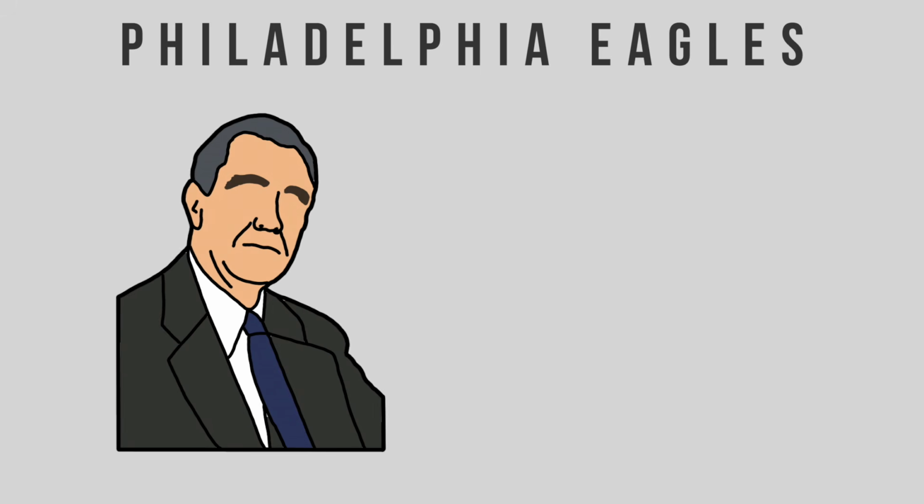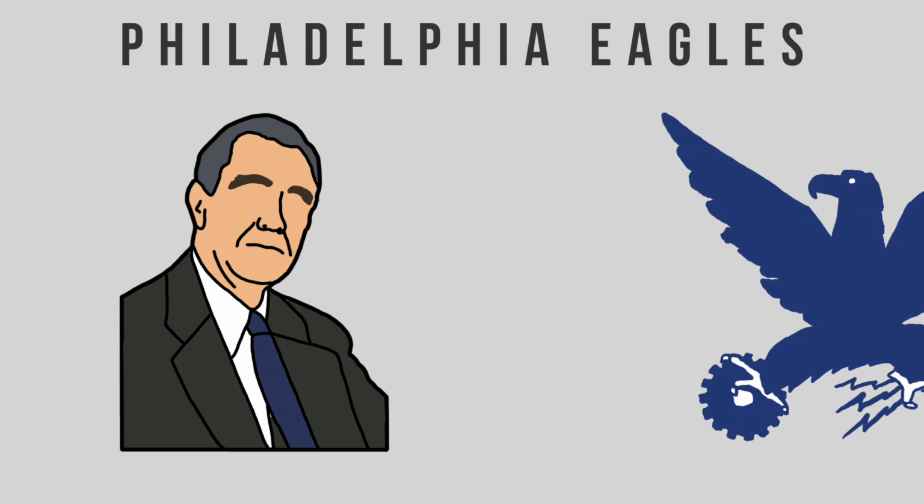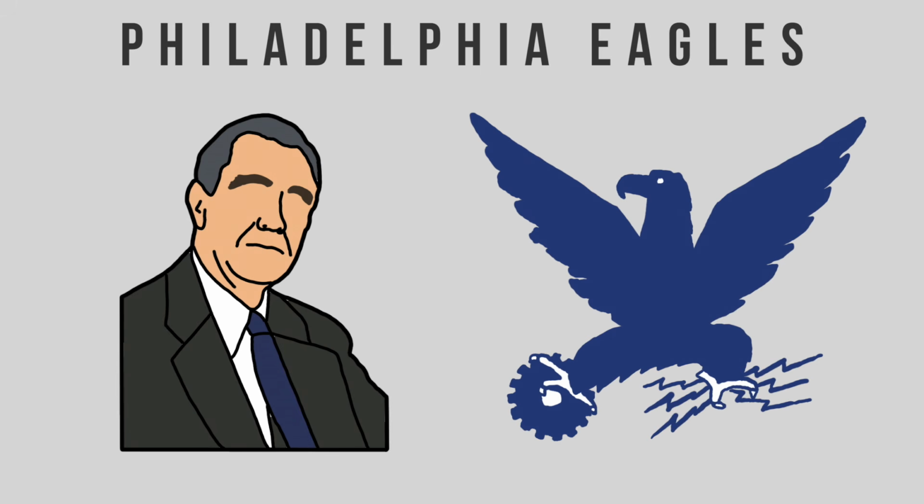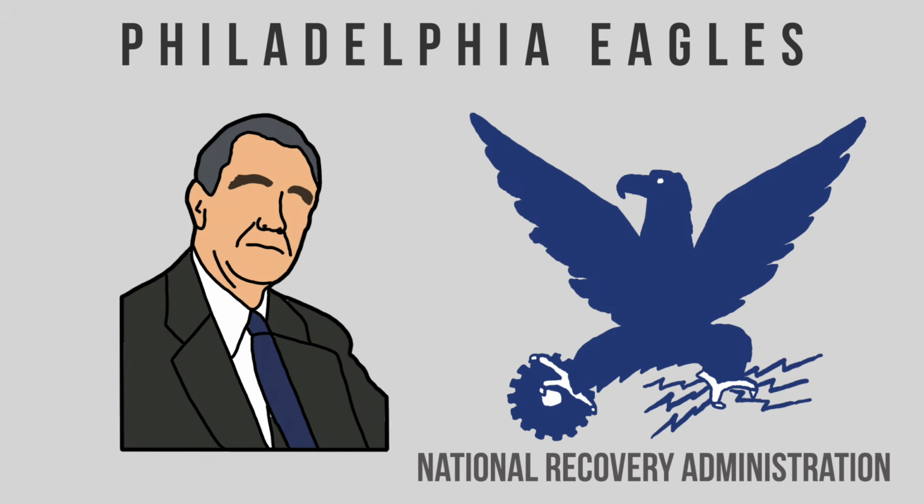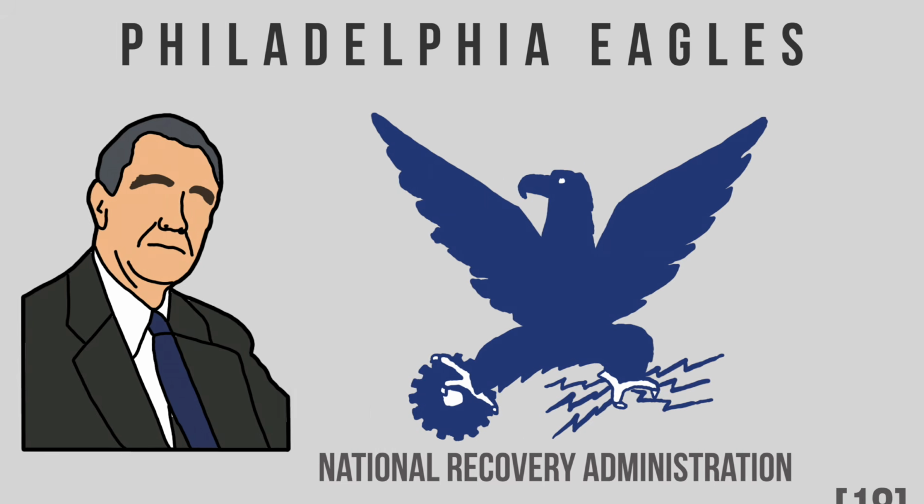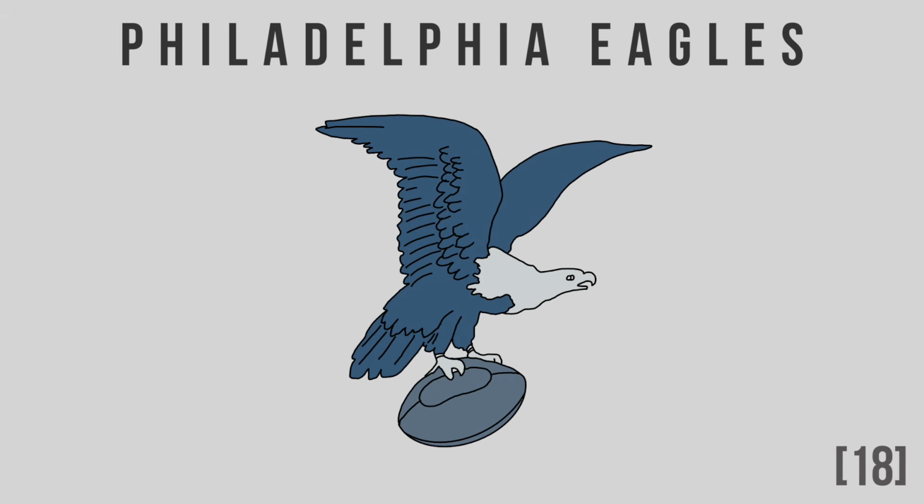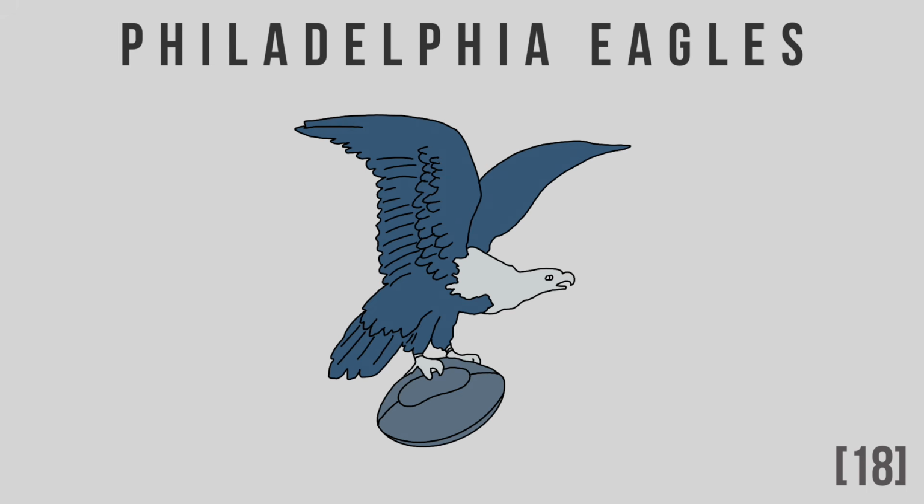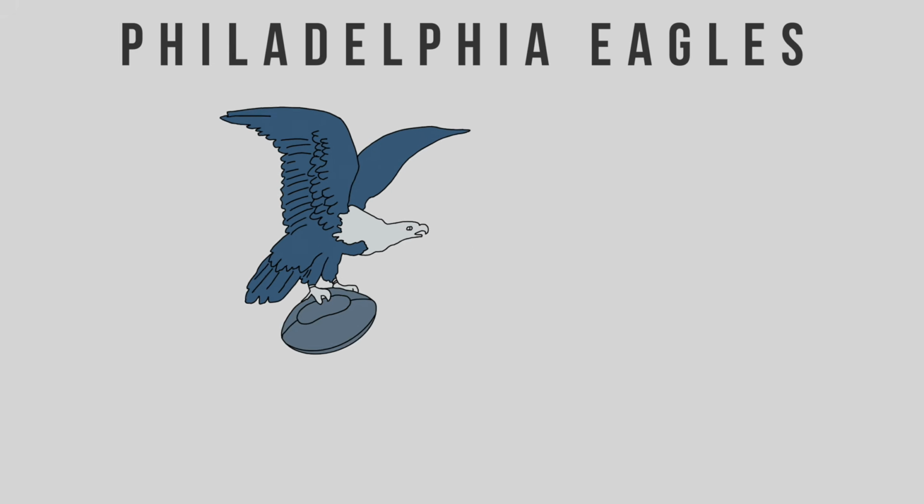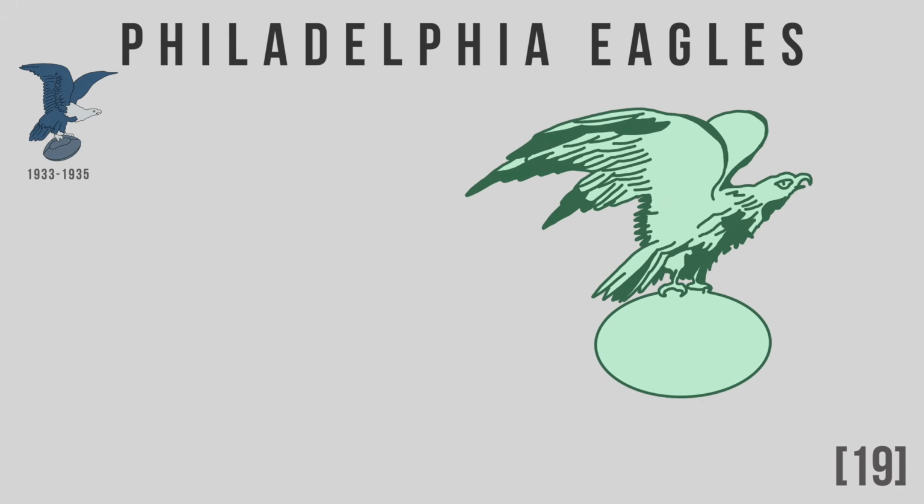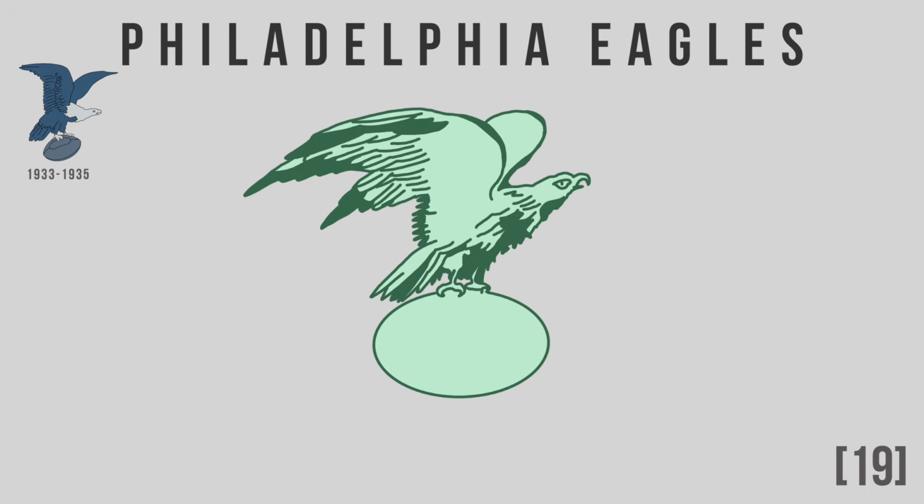The Eagle name and logo was chosen in 1933 after President FDR's New Deal and the NRA's Blue Eagle logo. NRA standing for the National Recovery Administration, seeking to bring industry, labor, and government together. The original logo, also a blue eagle, is depicted carrying a football. In 1936, the logo was changed to a green eagle perched atop a football.